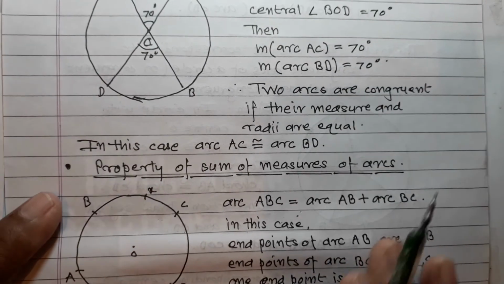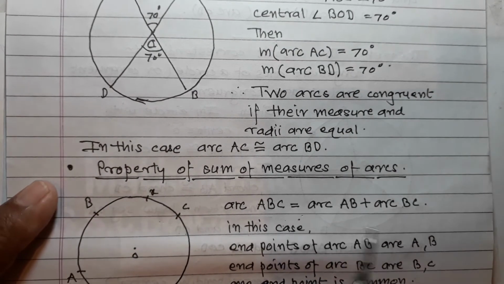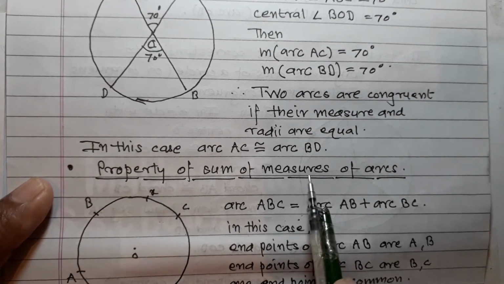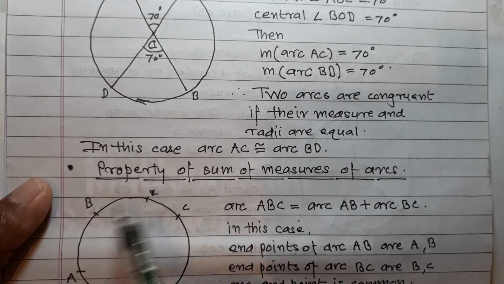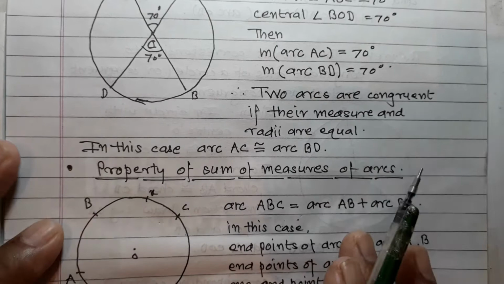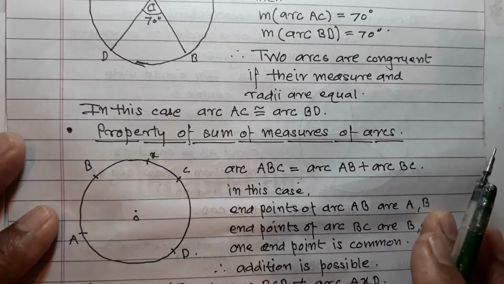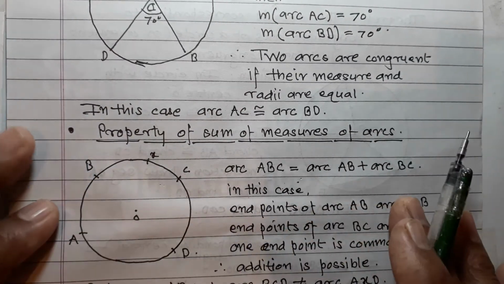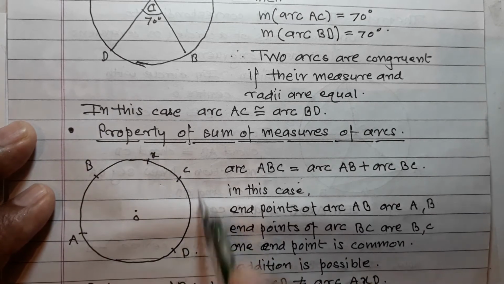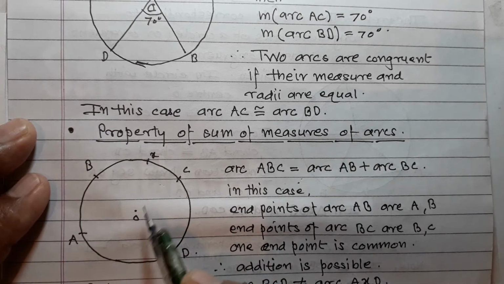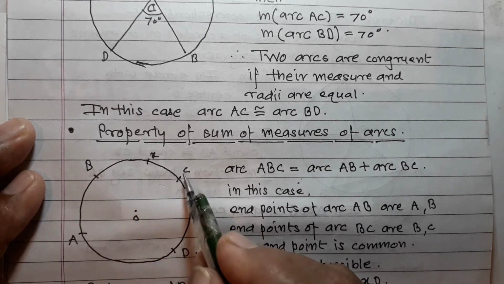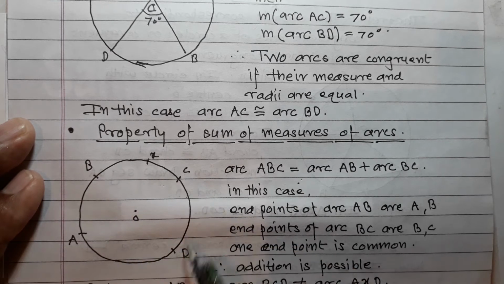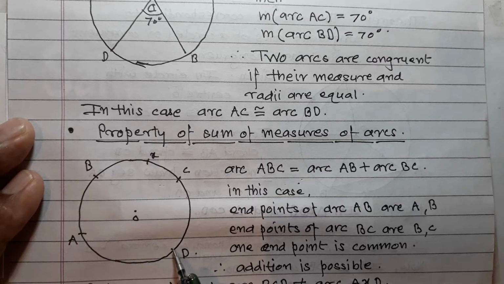Then try to understand the property of sum of measures of arcs. So you can add the arcs, but there are some conditions. So what are the conditions, try to understand. So this is a circle with center O. This is arc AB. This is arc BC. This is arc CD, and this is arc AD. Okay.